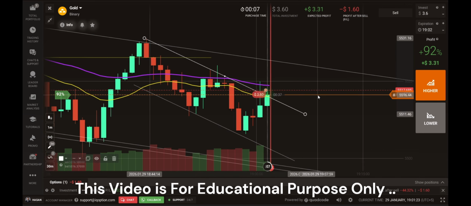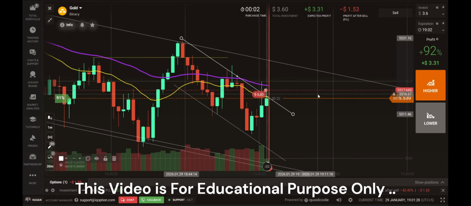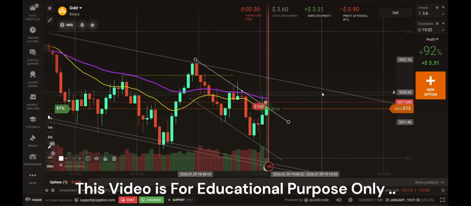I recommend practicing this strategy on a demo account first. It's a simple and effective concept when used with discipline and patience.